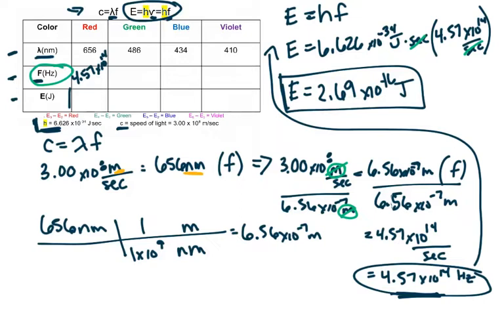If you want to try green, blue, and violet, go ahead and do that. I'll put the answers in the discussion on Canvas if you want. If you're doing that, please email me and let me know so I can get those answers up there for you. But that's about it. Hopefully that example helps.